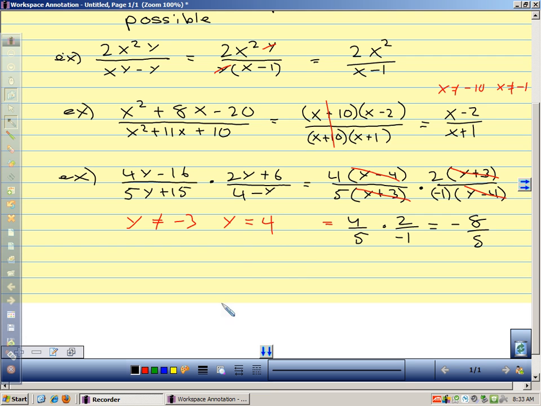What's that? Oh, yes. Thank you. y cannot equal 4. So this is our simplified expression.